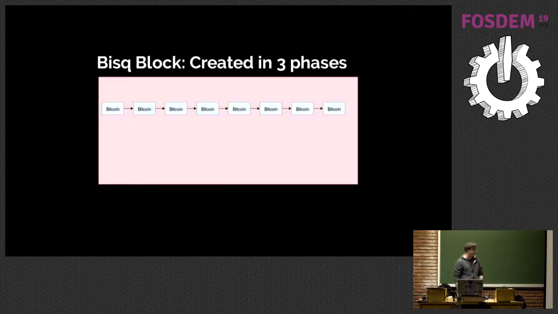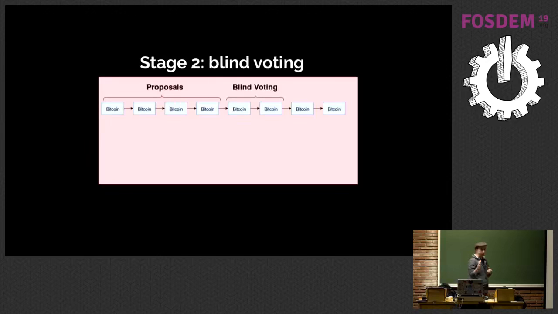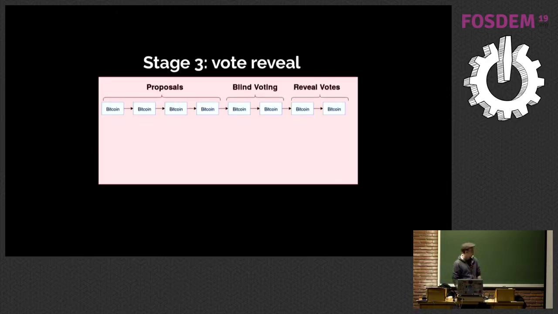Then our Bisq block, this series of decisions, is created in phases. Every phase is described in a number of Bitcoin blocks. So we have some amount of Bitcoin blocks where people can make proposals. Then an amount of Bitcoin blocks when people have blind voting, such that nobody can manipulate the results by looking at what other people do. And then there is the last stage of revealing votes. And the result of all of this is a Bisq block.